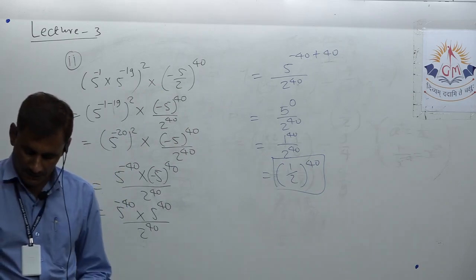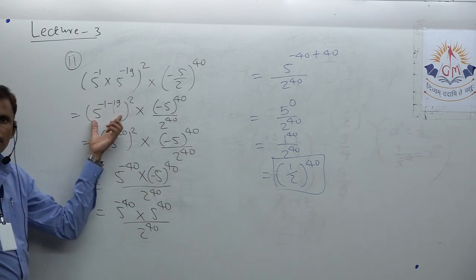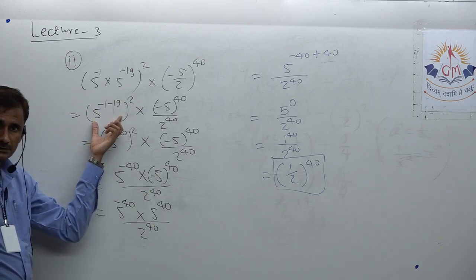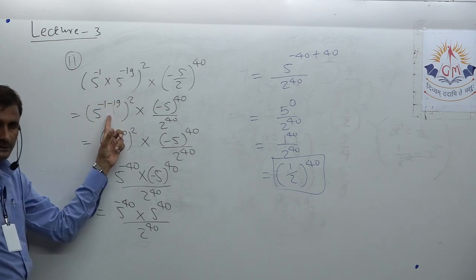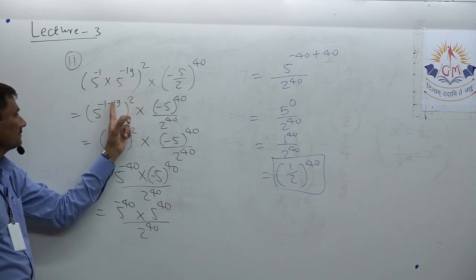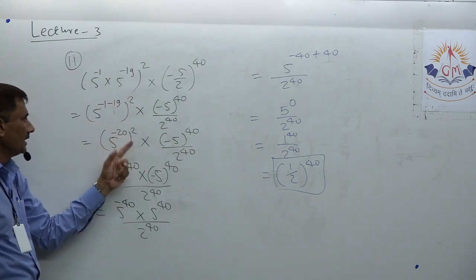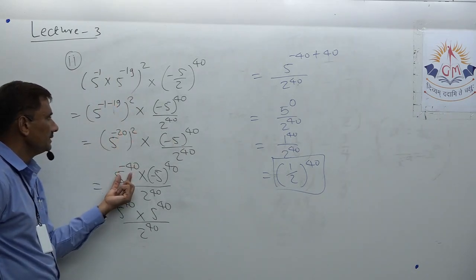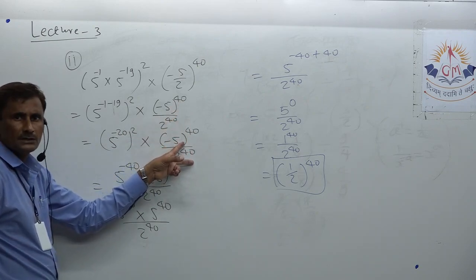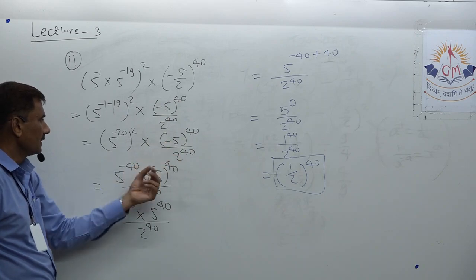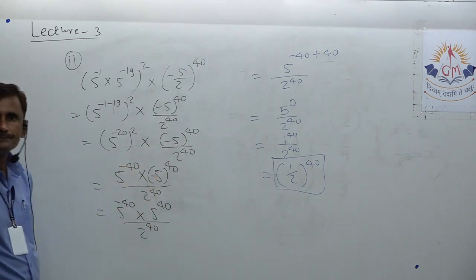Okay, explaining again. First of all, here the product law is applied. Why? Bases are equal in between multiplication. So I add them: minus 1 plus minus 19 means minus 1 minus 19. So it becomes minus 20. Then here the product law is applied. Okay, here nothing to do, just the exponent is applied to both ones. Okay, now you get this one, but here one problem is there.